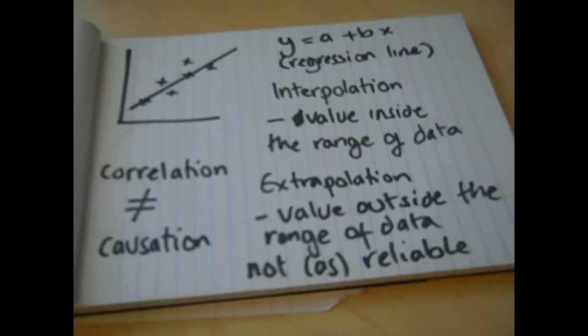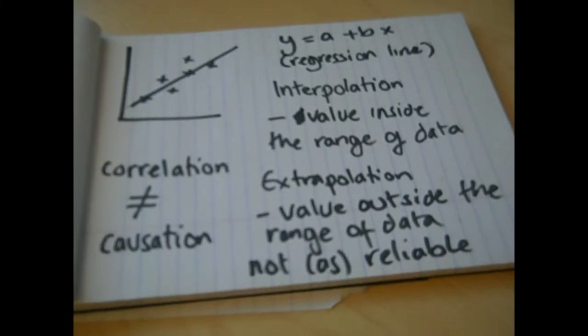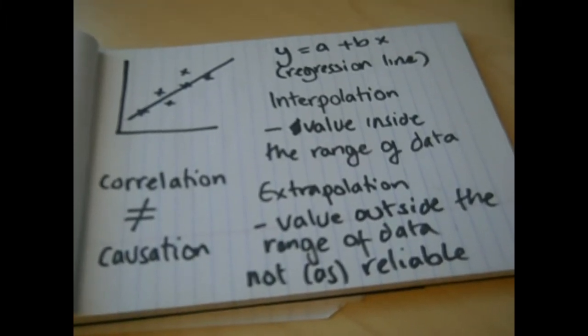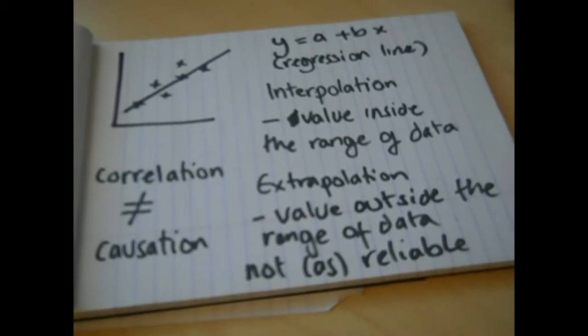Before we go into that, there's one key thing that they really do want you to know, and that is the idea that correlation does not imply causation. So two things can be correlated without one causing the other one. I'll give you an example.